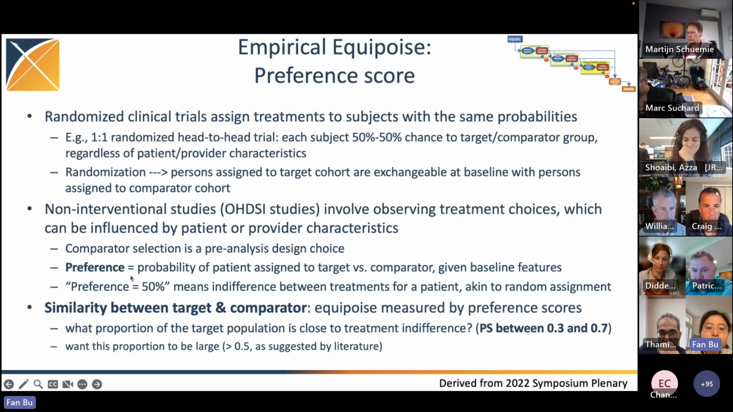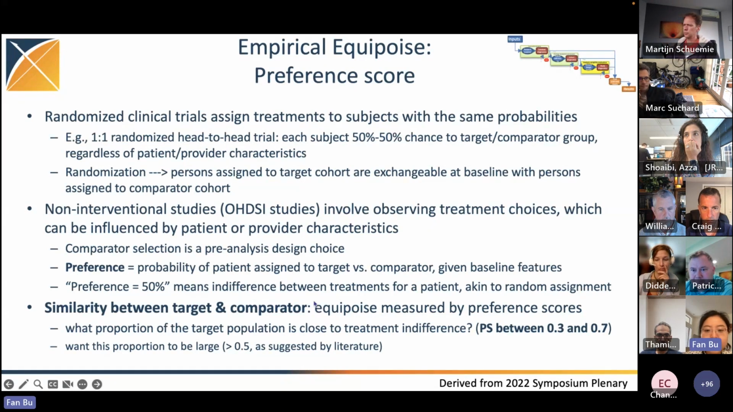And so we would want to use a number to characterize the probability for each patient getting assigned to the target group over the comparator group conditional on their baseline features. And that number is what we call the preference score. So when the preference score is 50%, it means that the chance of getting either treatment for this patient is the same between the target and comparator treatments.